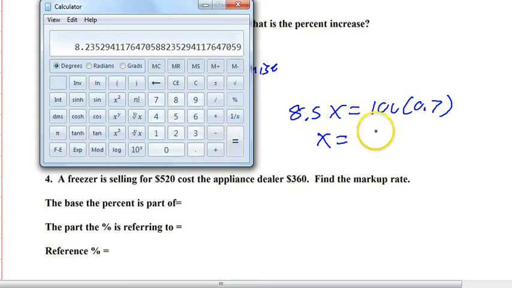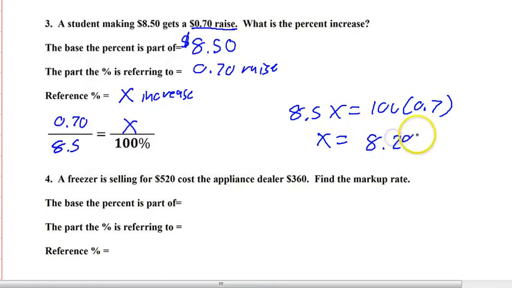8.2, we'll say 8.2%, and again, increase. And that's it.